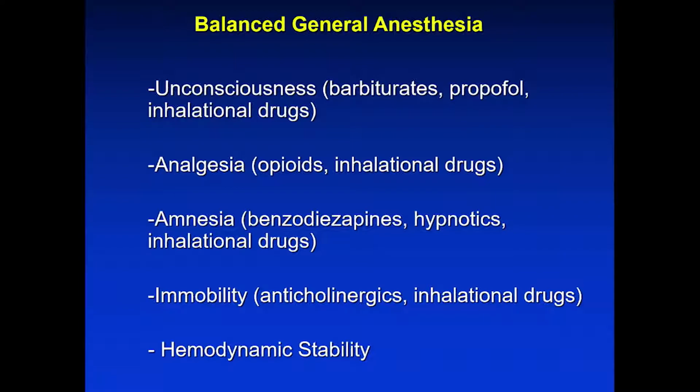But let me just tell you how anesthesia is actually done. The way it's carried out is we have different drugs which approximately produce the different states. So we would give a drug like propofol or one of the barbiturates or maybe one of the inhaled drugs to induce unconsciousness. We'd add drugs like the opioids.